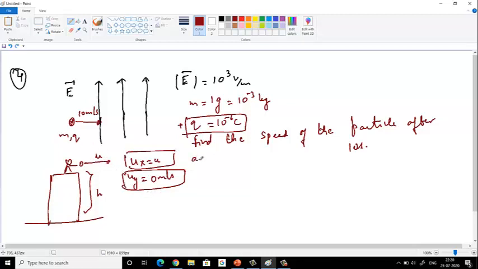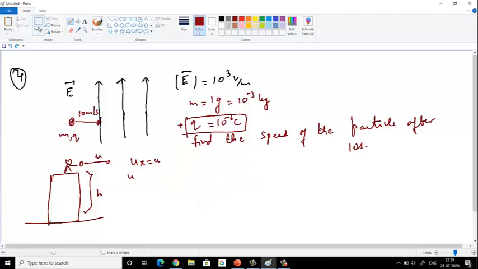And what about acceleration? Ay is minus g, minus because it is always acting in the downward direction. And ax will be 0. Why? Because there is no force in the x direction. I told you that only when there is force will you have acceleration. Now let us compare.